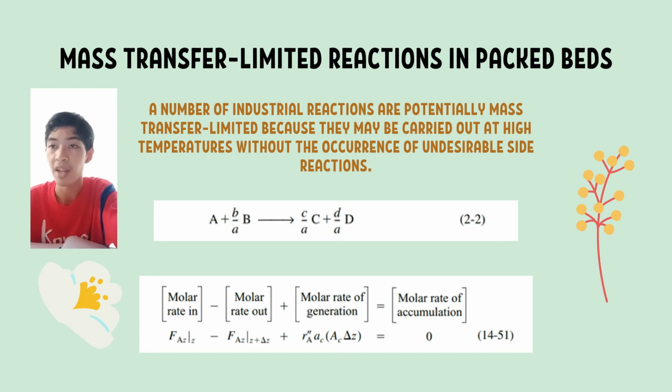In mass transfer dominated reactions, the surface reaction is so rapid that the rate of transfer of reactant to the surface limits the overall rate of reaction. Mass transfer limited reactions respond differently to changes in temperature and flow conditions.